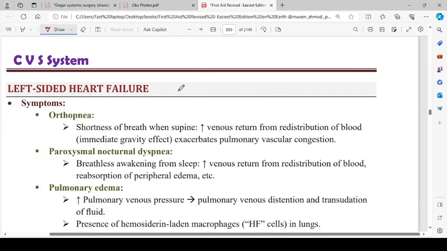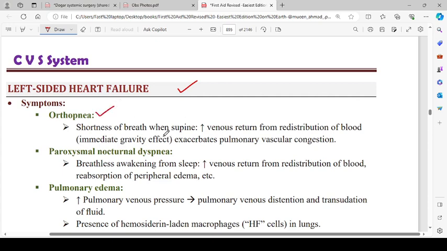Then we have left-sided heart failure. So for the left-sided heart failure, there are different symptoms. If it is left-sided heart failure, we are expecting pulmonary findings along with dyspnea and hypotension, right? If it is right-sided heart failure, the lungs will be clear, but peripheral edema and jugular venous distension will be the main feature. And common features will be common to both of them, like orthopnea and nocturnal dyspnea.